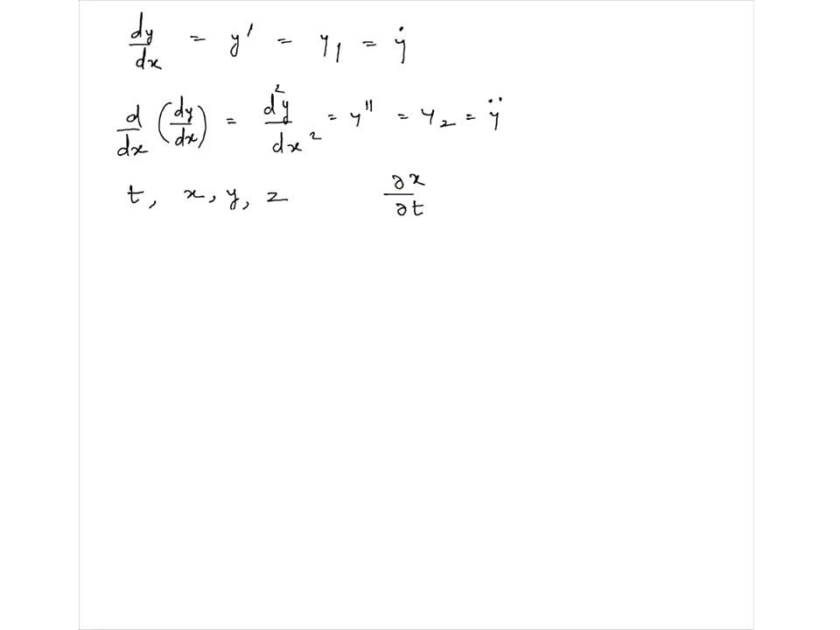Now rate of change of x with respect to t is denoted by dou x by dou t, and not the usual way dx by dt. This is called partial differentiation, and when several variables are involved, partial differentiation can be used. You will come across it rarely. Partial differentiation.